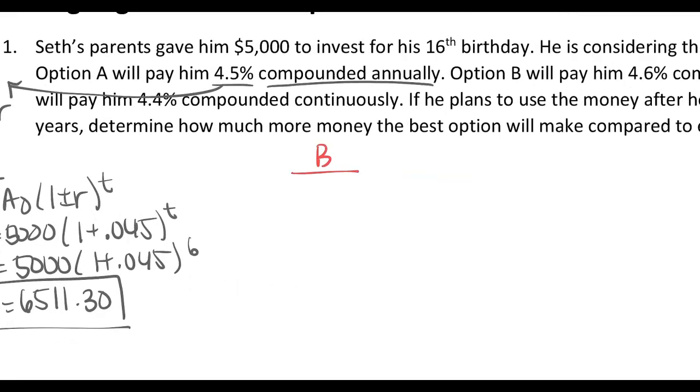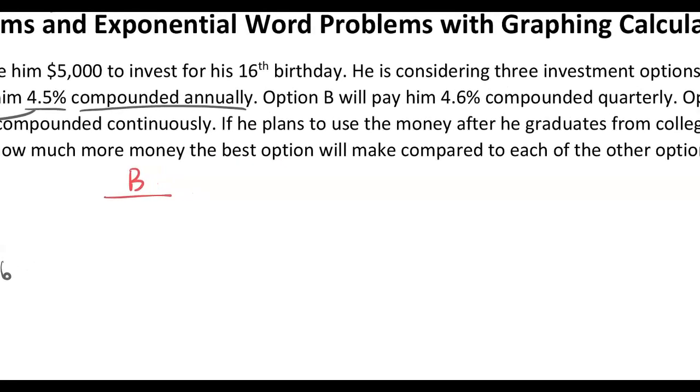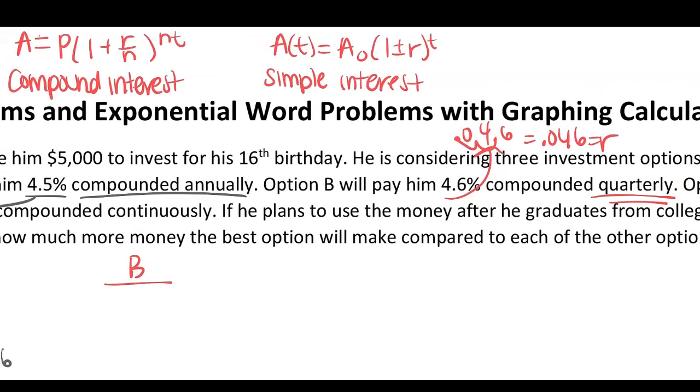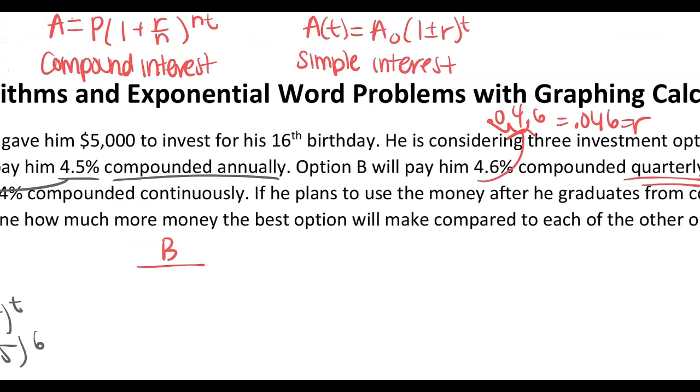In B, it says they will pay, so I guess the bank will pay 4.6% compounded quarterly. Okay, 4.6%, I'm going to move that up here. 4.6, if I move that over 2 units, that's going to give me 0.046 for my rate. And then since this is quarterly, I definitely want to use the compound interest, which was the second formula here. I definitely want to use this.